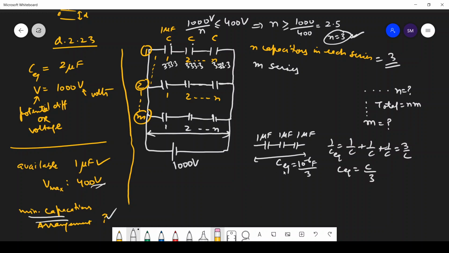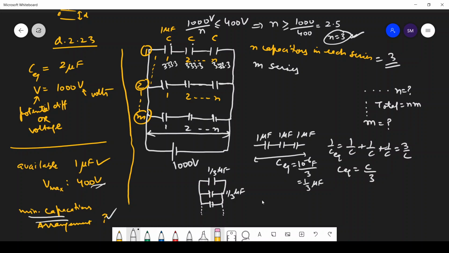capacitance. Now you want to know how much is the total capacitance you want. So in parallel it will be added. So you can simply write it as 1 by 3 microfarad also. So 1 by 3 microfarad and one more series with 1 by 3 microfarad and one more series with 1 by 3 microfarad. So how many of these series will be there?